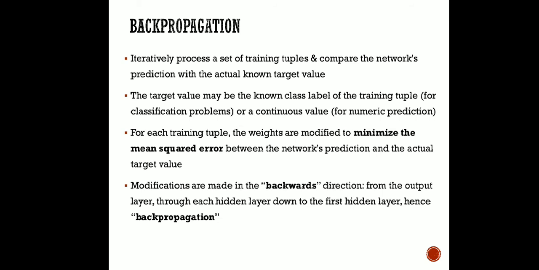And for continuous values, it will be numeric prediction. Here weights will be modified. That is the only learning phase. So we are going to modify our weights. We will modify one more thing, that is bias. We will see it later on, but for now we are going to modify our weights. How are we going to modify them? We have to minimize the mean squared error. Mean squared error, we know, is a defined parameter to measure the error rate.